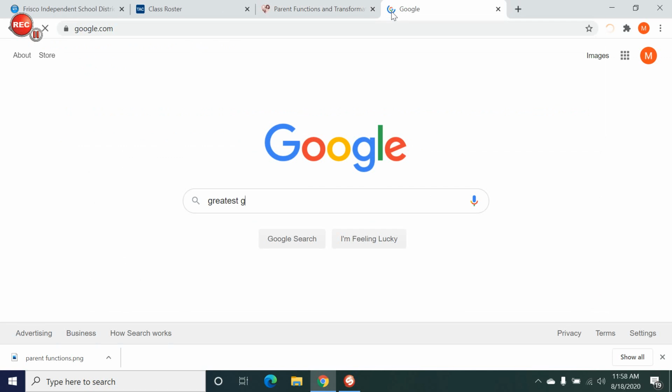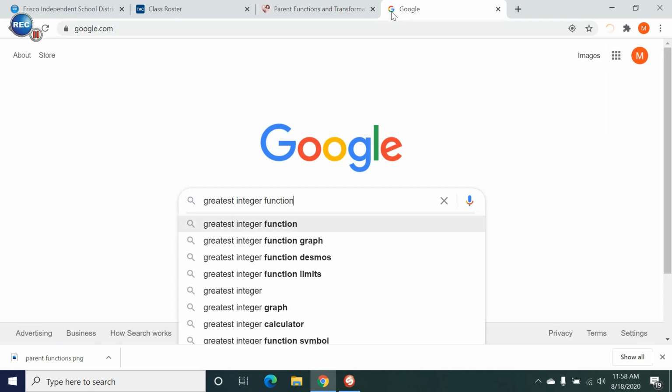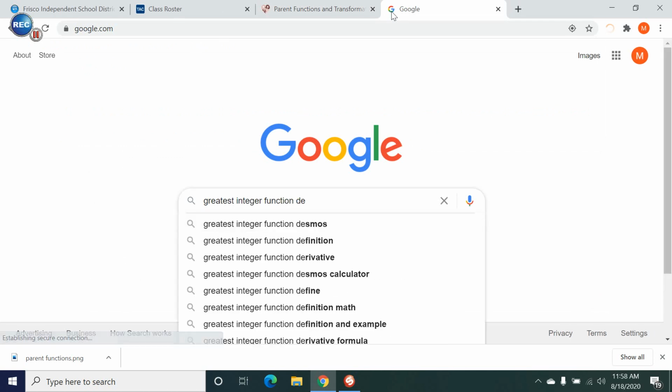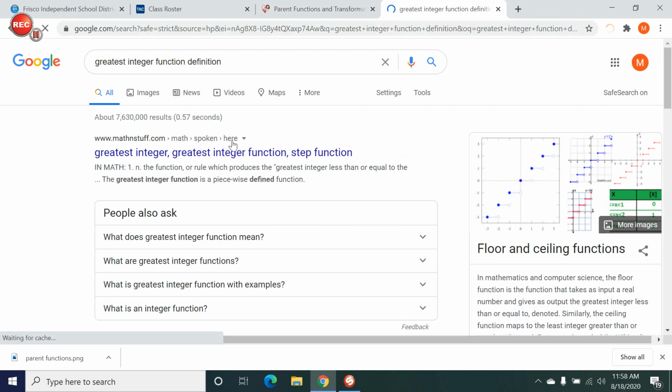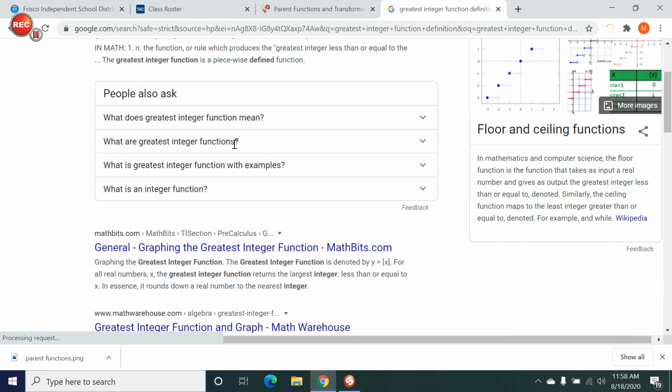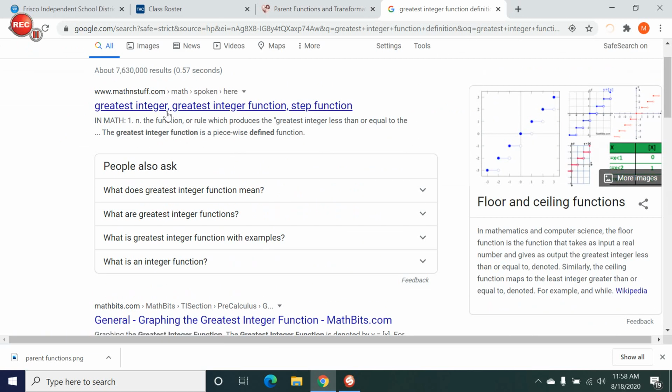Greatest integer function definition. And let's see what Google says to us. Here we go. Let's see. Maybe this first.